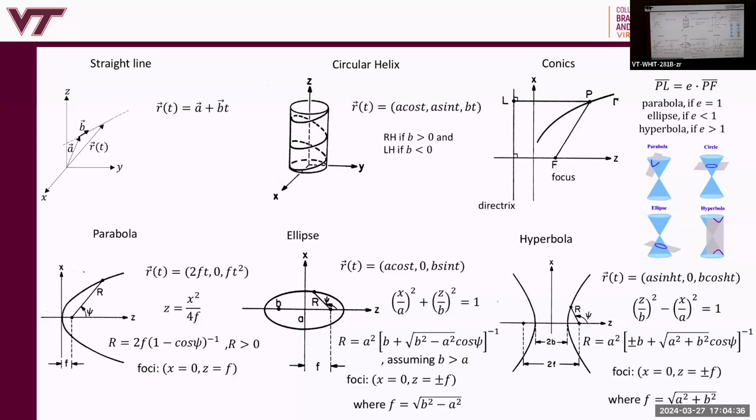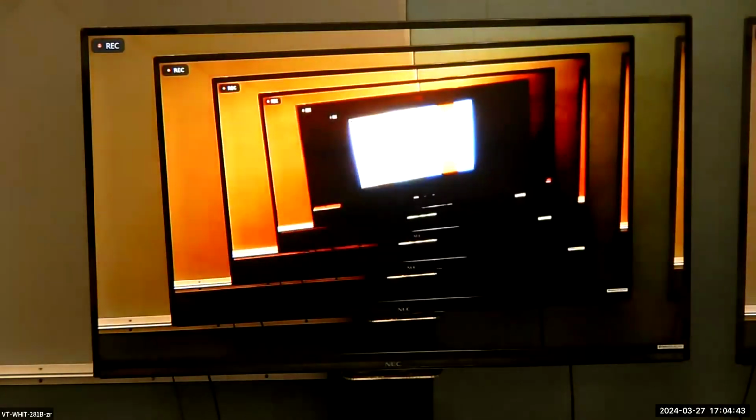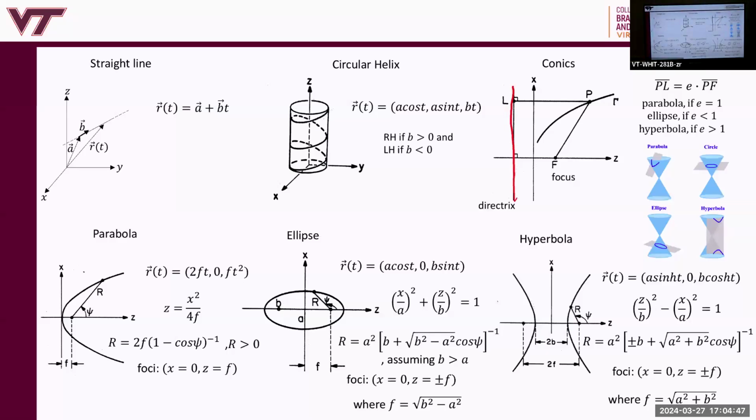Conic sections in general. So how do we define conic sections? We have a directrix here. This line here is called the directrix. Here's the, say, xz coordinate system. I have some curve here.